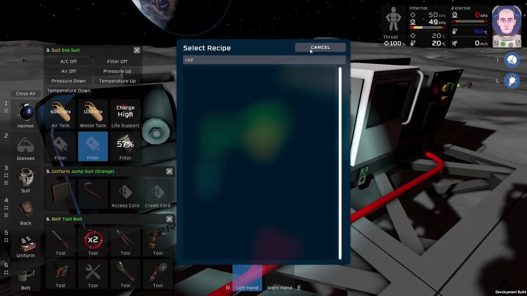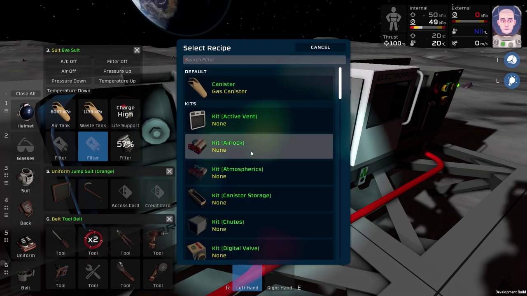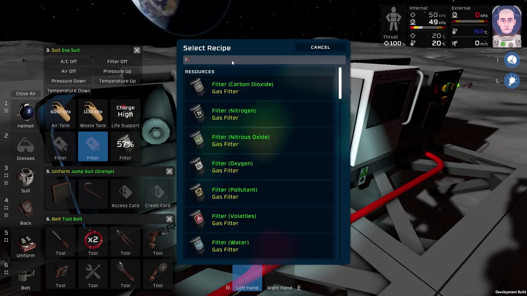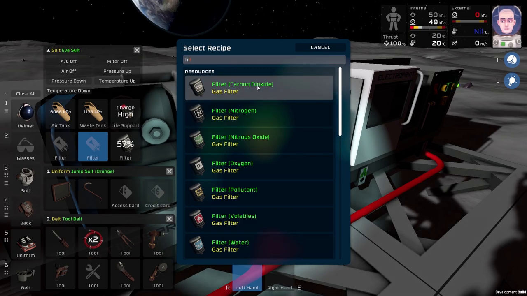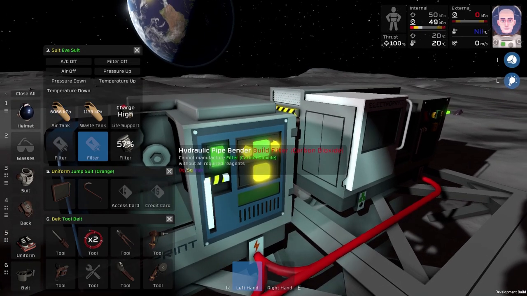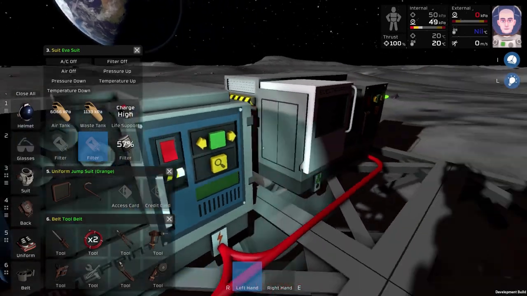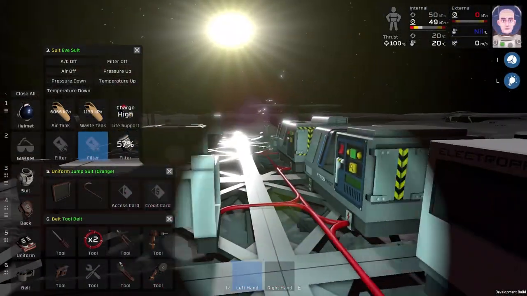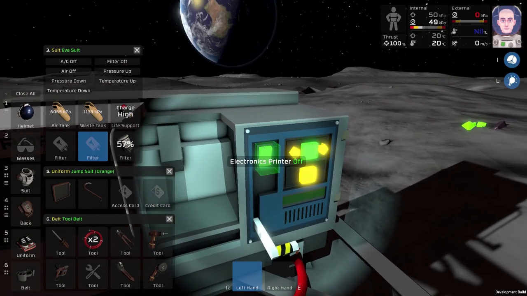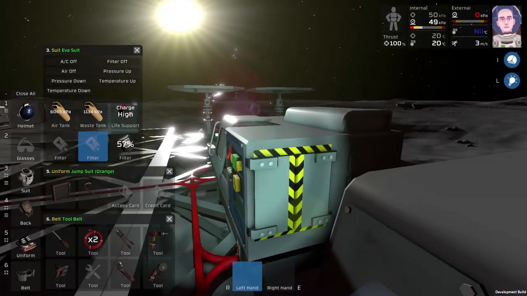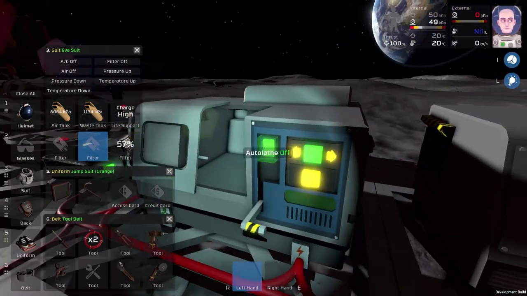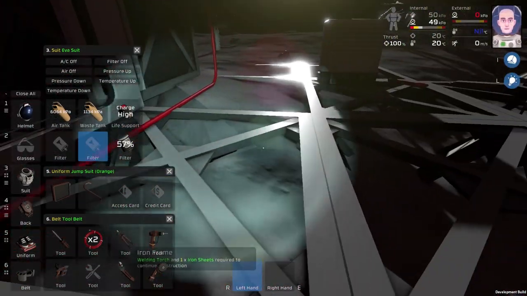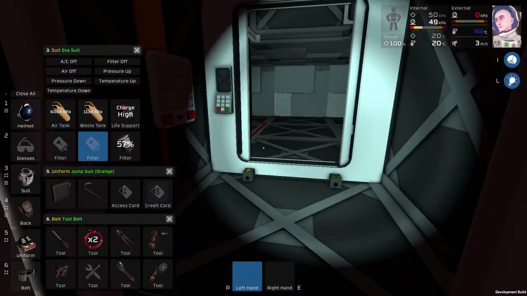Wait, what am I doing? Can we not make filters here? Oh, it's not called a CO2 filter. It's called a carbon dioxide filter. 5 iron. I'll make 2 more of those. Where's my iron? Not in there. All right, let's go cook some more. 10 iron coming right up.